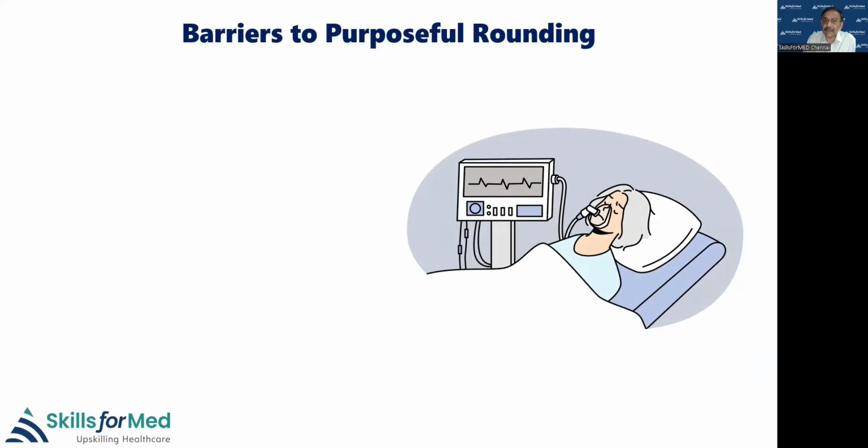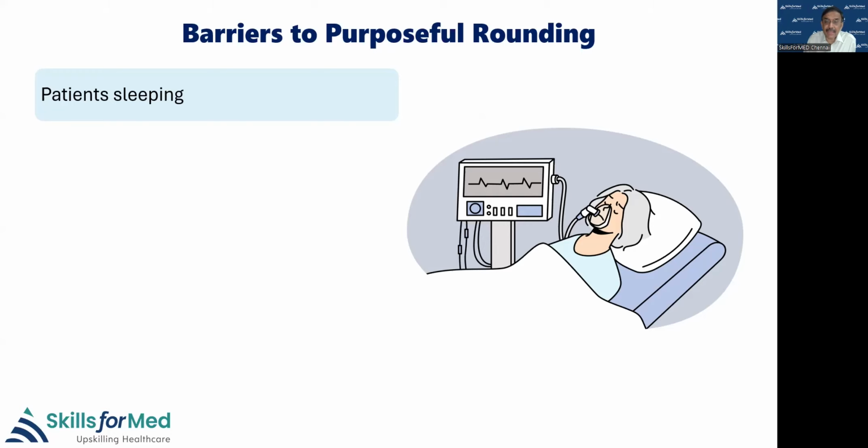So what are the barriers to purposeful rounding? Why doesn't it happen? Many times, we talk about it in the meetings, but in implementation, it doesn't happen. Most of the time, it is changing the habit. The nurses are used to traditional rounds. So when you implement purposeful rounding for the first time, there is a lot of resistance. People think it's a lot of work, but actually it reduces the work because you are preempting many things, and the unexpected calls will not happen.